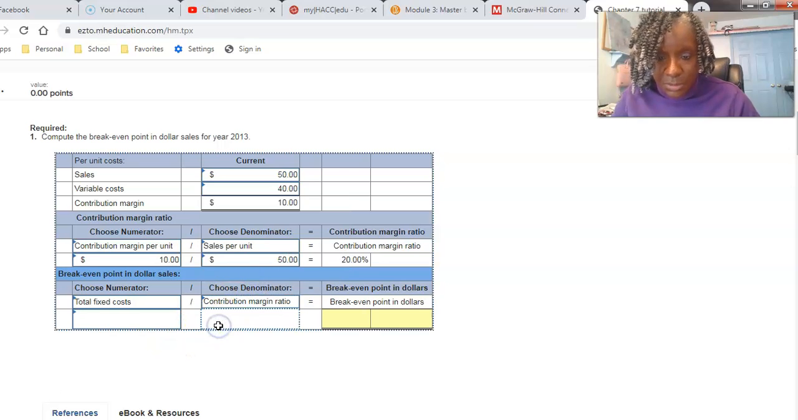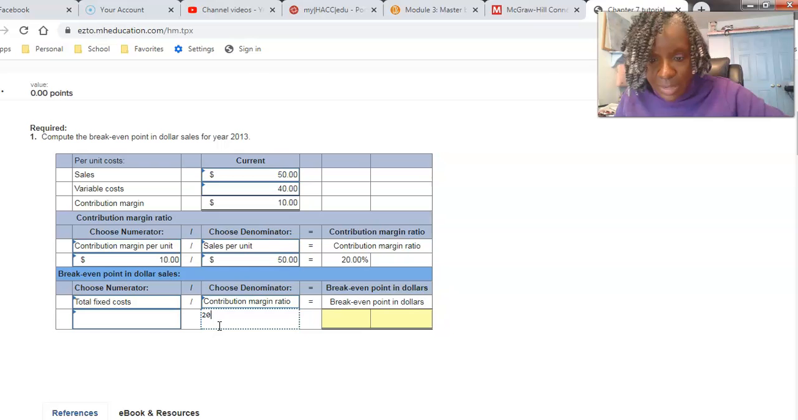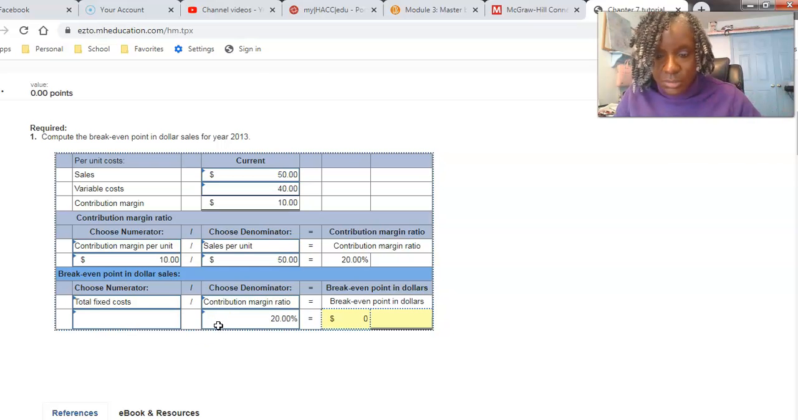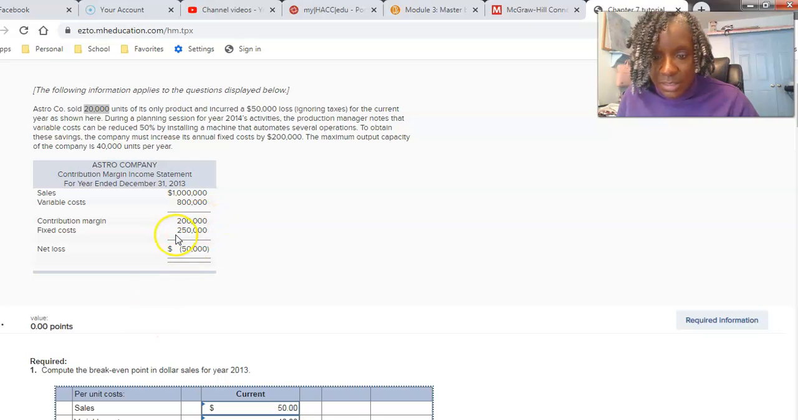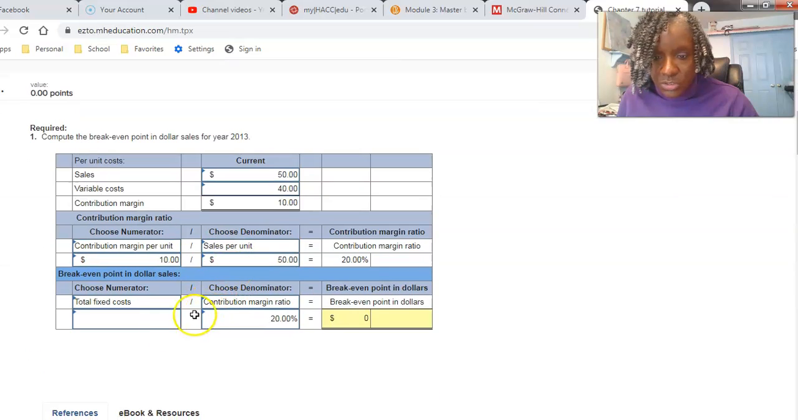So I'm going to put the number in here. I think it'll automatically assign 20%. Good. Now, what are our total fixed costs? Well, I'm going to go all the way up and find that 250,000 is our total fixed cost. So I'm going to put that there.